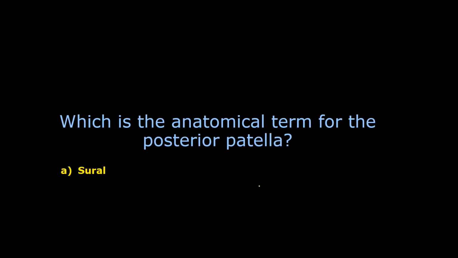Let's see. Sural, that's the calf. Close, but that's the calf. Crural, that's the leg below the knee. So again, close, but not it. Antecubital, that has to do with the forearm. That's definitely not it. So I'm guessing it's D again. And pop, there's our pop. Popliteal referring to the hamstrings in the back. Popliteal is the winner.